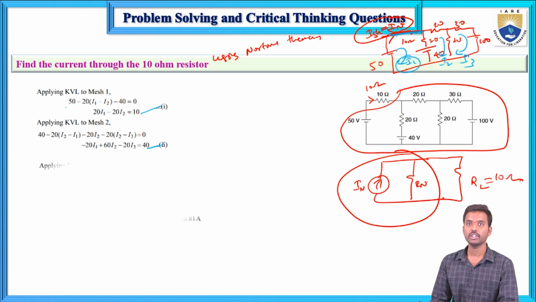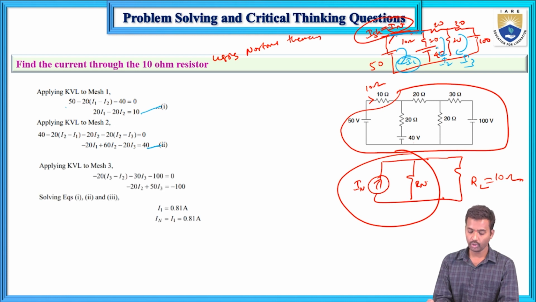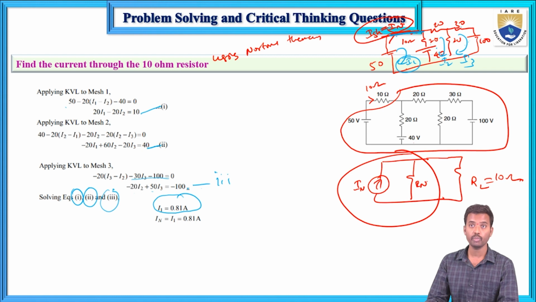Now the third mesh equation: 20(I3 minus I2) plus 30 I3 plus 100. The simplified equation is minus 20 I2 plus 50 I3 equals minus 100. This is equation number 3. Now if you solve these three equations, 1, 2 and 3, you will get the I1 value, which is the only one we need. So I1 equals 0.81, which means the Norton's current ISH equals 0.81 amperes.